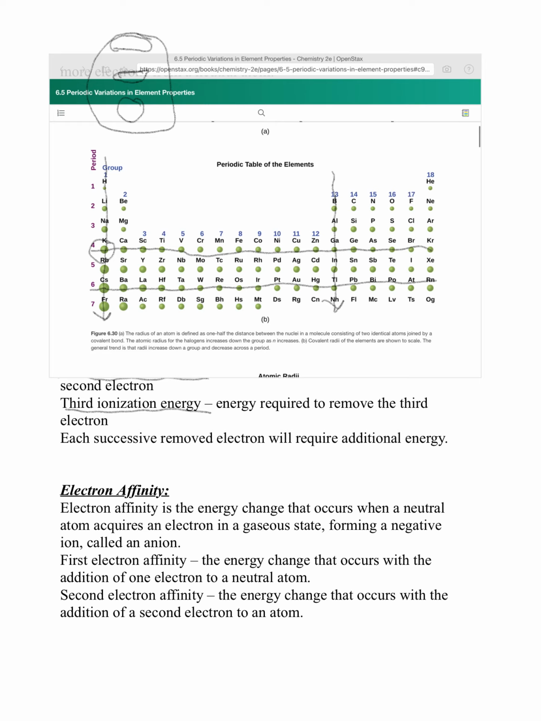And it makes sense because as you go down any group, the atom is going to be larger. It's going to have more protons and more neutrons in the nucleus, and it's going to have more electrons.